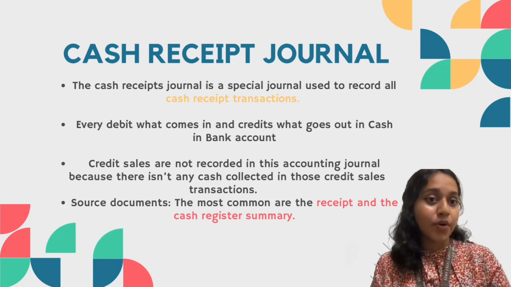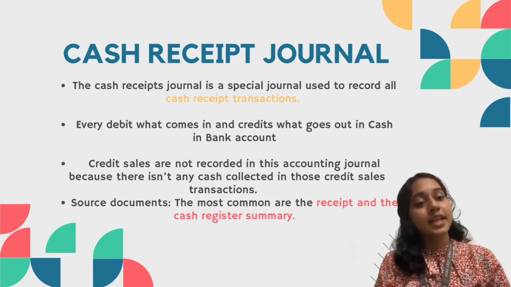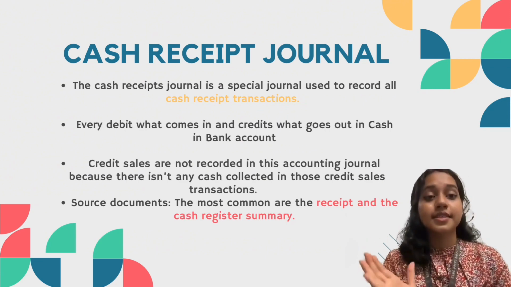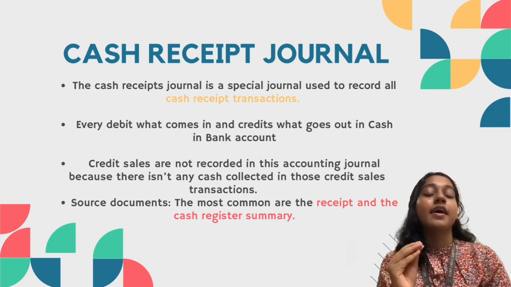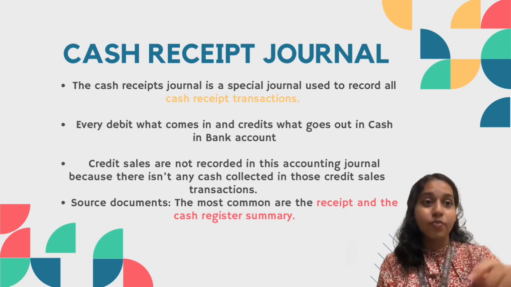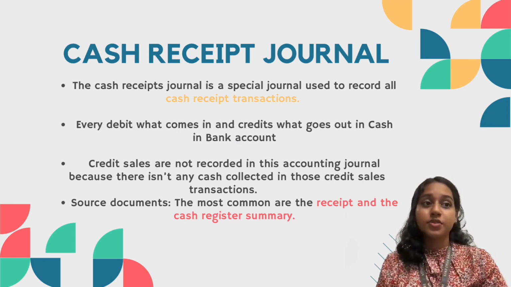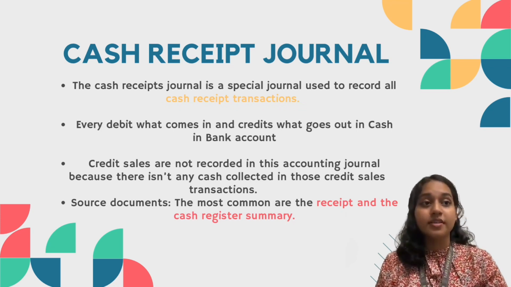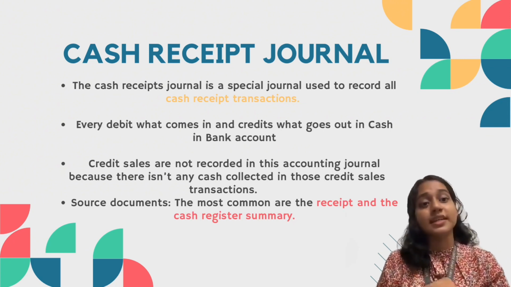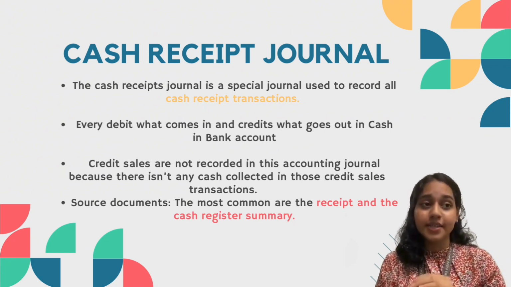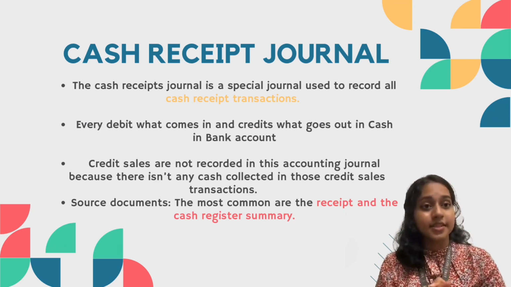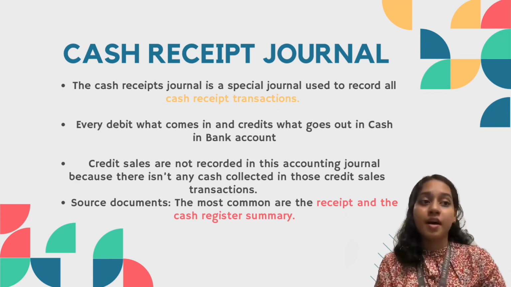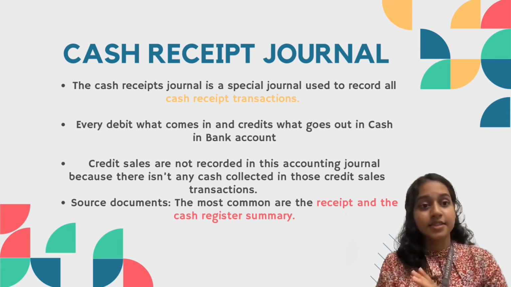What are the functions of the cash receipt journal? The cash receipt journal is a special journal used to record all the cash receipt transactions that happen in accounting. Every debit, what comes in and what goes out in the cash at bank account. Thirdly, credit sales are not recorded in this journal because there isn't any cash collected in those credit sales transactions. And the last one, what are the source documents? The most common are the receipt and the cash register summary.